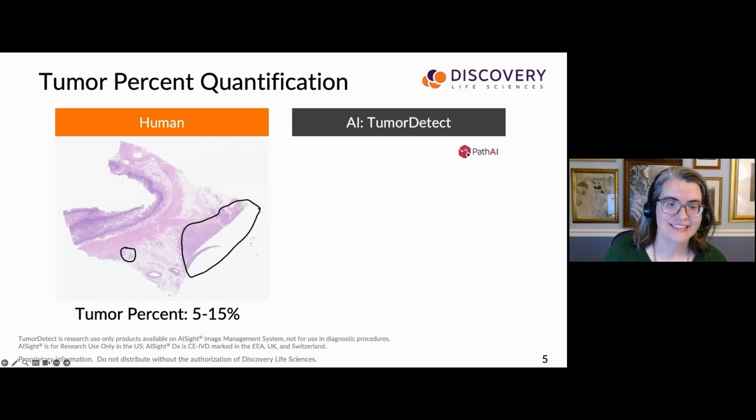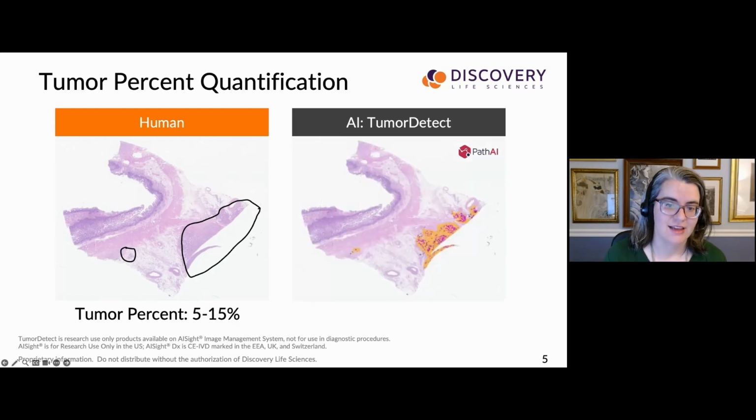AI, on the other hand, can do that same job. Using an AI called Tumor Detect from one of our partners, Path AI, it also identifies where the tumor is. In this case, it shows up as orange and pink. Orange is the cancer stroma, pink is the cancer epithelium. But same findings, right? Most of the tumor is there on the right, and there's that small focus over on the left. But unlike humans, when AI calculates the percentage, it's very precise. For this particular sample, it is exactly 8.65% tumor.